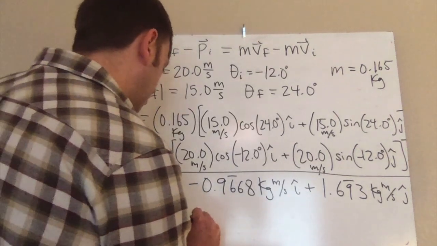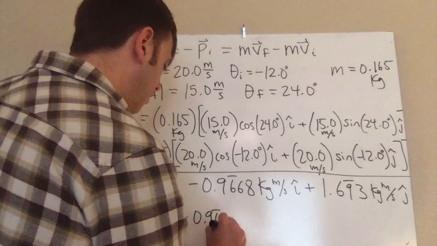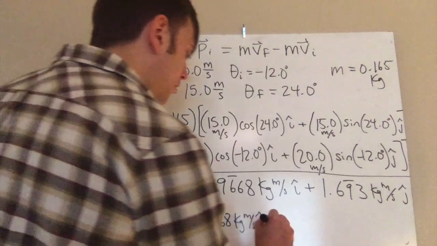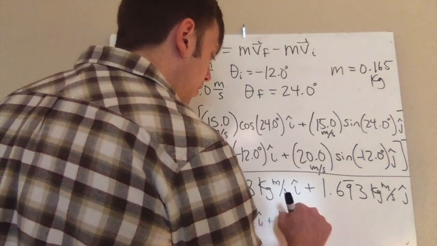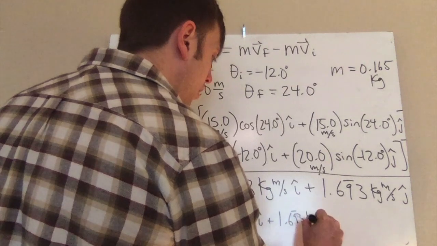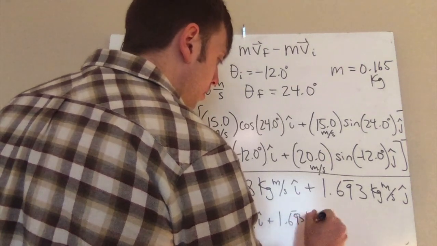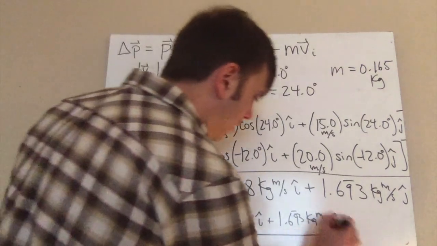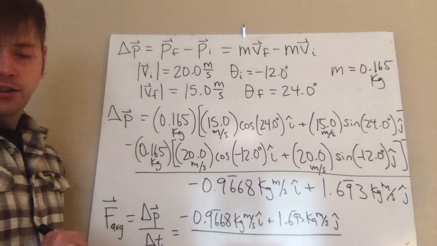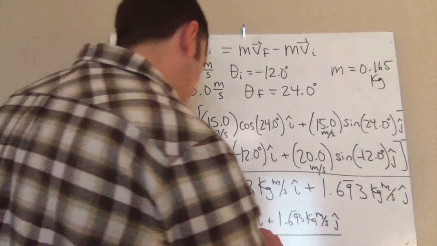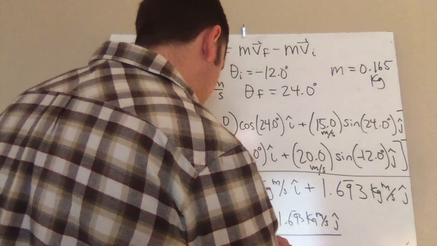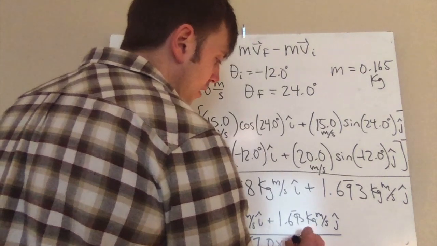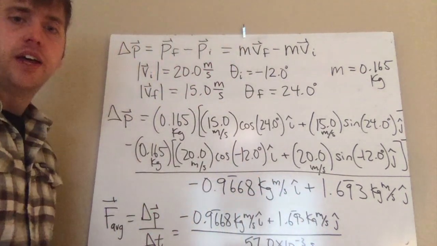For delta P, we have minus 0.9668 kilograms meters per second i hat plus 1.693 kilograms meters per second j hat. And we divide out delta T. Delta T was given to be 57 milliseconds. So it's a really short amount of time that the rock is actually touching the water. So 57.0 times 10 to the minus 3 seconds is a good way of thinking of that in our standard SI unit.